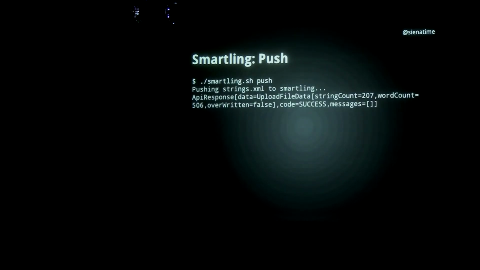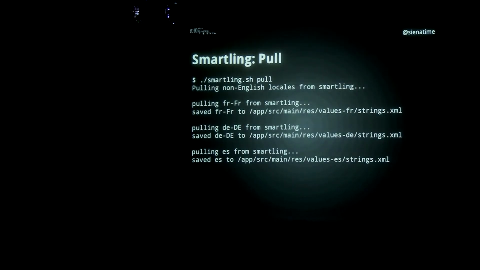So this is just a sample of this output. We push up our English strings, and then we pull down the changes from SmartLang for the rest of our languages. And it doesn't do a diff or anything like that. It just completely overwrites our local files. So it does mean that we can't really futz around with our non-English strings too much locally. Any editing we have to do through SmartLang's interface online.